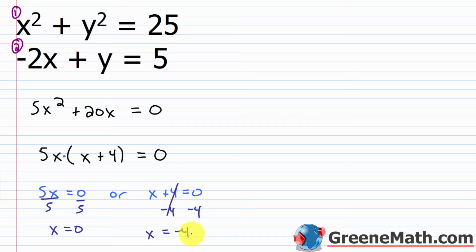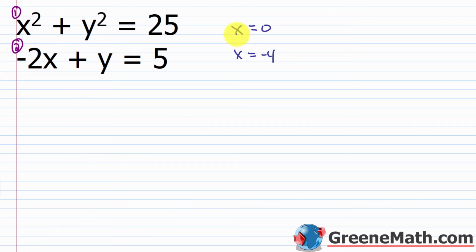So I'm not done. I have found 2 solutions for x, but I don't know the corresponding y values. So one x value would be x equals 0. The other x value would be x equals negative 4. So let's erase this. All right, so if x equals 0, what is y? So I'm going to plug a 0 in for x in one of these equations. Doesn't matter which one. I'm going to pick the linear equation because it's easier to work with. So I would say negative 2 times 0 plus y equals 5. And so this is going to go away. I'll have y equals 5. So if x is 0, y is 5. Now the other scenario occurs when x equals negative 4.